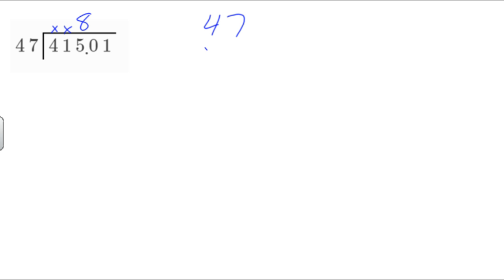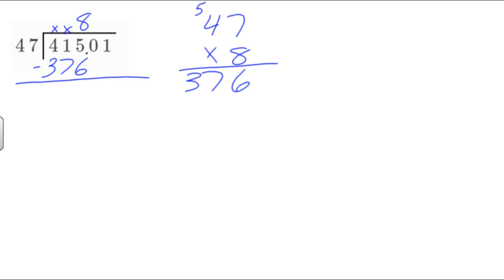So 47 times 8. 7 times 8 is 56. Carry the 5. 32 and 5 is 37. So I get 376. I am going to subtract. I can't take 6 from 5. Remember, in the subtracting, this is where most common mistakes happen. Okay, I have to go 5, then subtract 6. I can't do it the other way around. It's backwards. So 5 minus 6 I can't do, so I have to borrow.